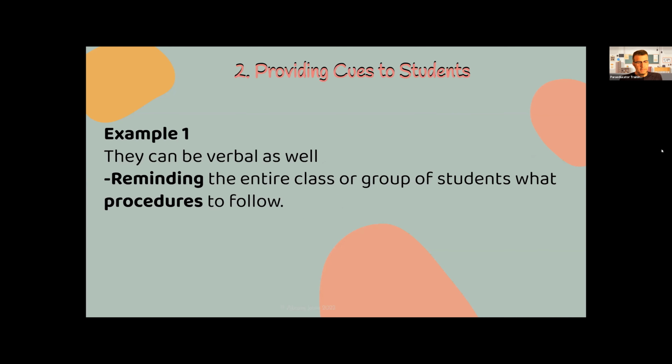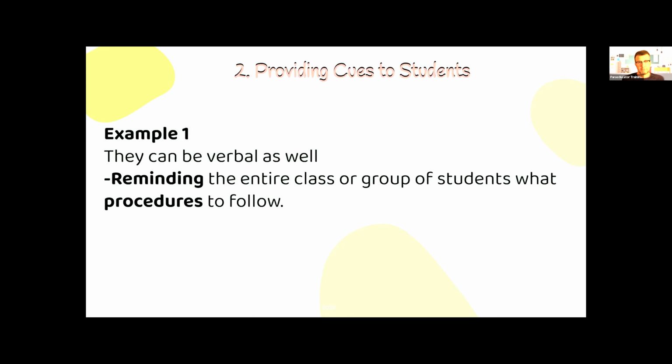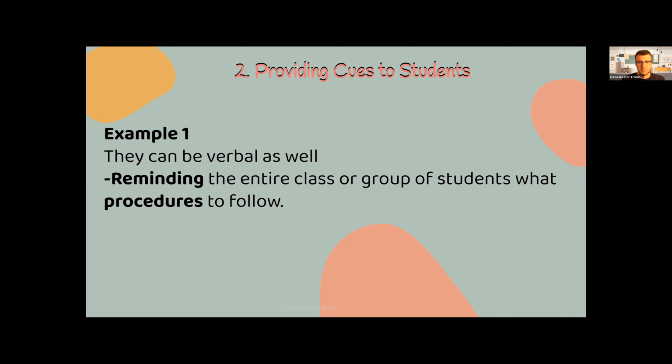All right. These cues can be verbal, like reminding the entire class or a group of students which procedures to follow. Okay, so that's a reality check right there. We can combine the validation with the reality check in this instance. It's good that you're doing this. We also need to do this. Using the conjunction "and" here is a good idea. It's good that you're doing this, and we also need to do this.